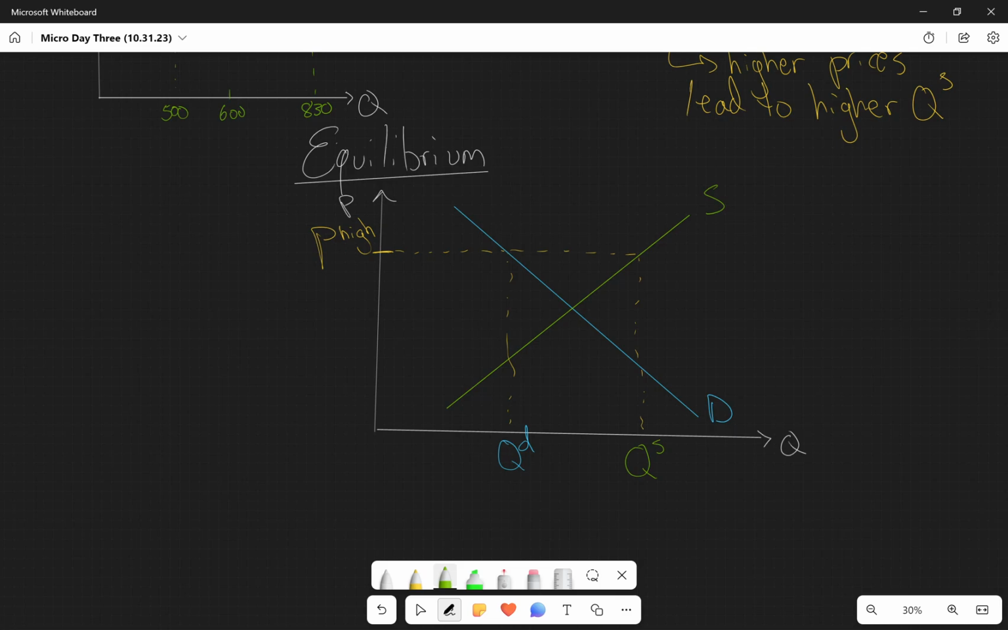So when the price is above where X marks the spot, or the equilibrium, we find that our quantity demanded is insufficient to cover the amount of stuff that's being produced, right? So this situation of excess supply is also called a what? A surplus.